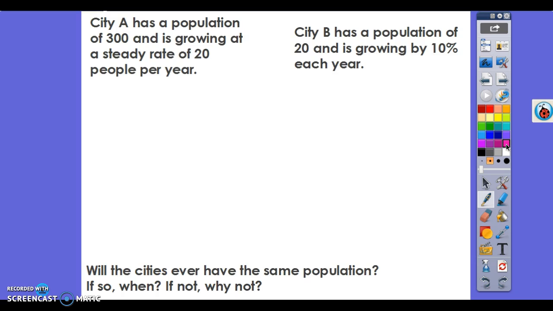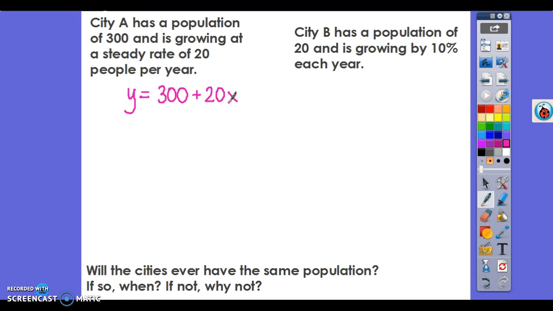So city A, let's have Y stand for how many people there are, and X can be how many years. So we're starting out with 300, a base of 300 people, and we're adding 20 people per year. That's like a slope, right? 20 people per year. So that's going to be a linear equation.